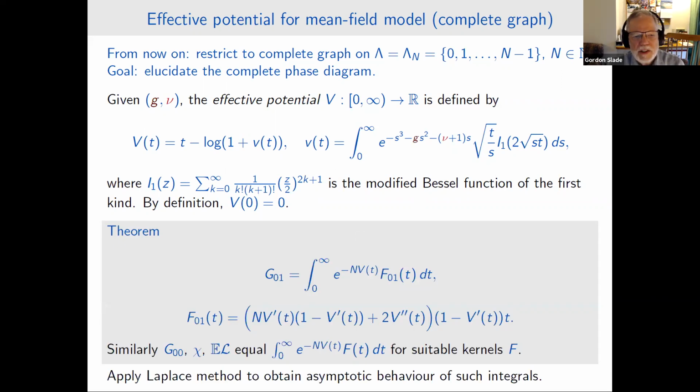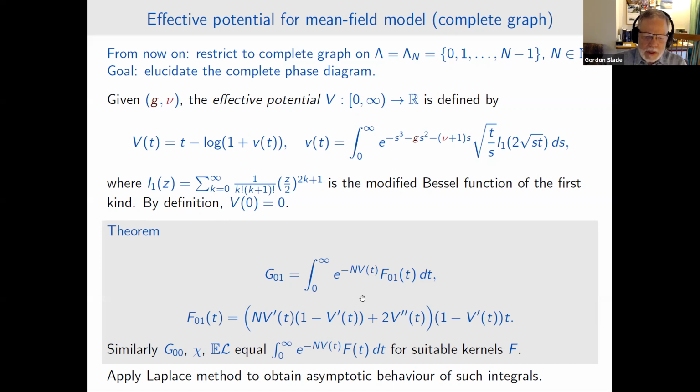And the reason that I mentioned this V is because all of the interesting quantities for the mean field model, the model on the complete graph, can be expressed as integrals involving V. So for example, for the 2-point function, now by symmetry on the complete graph, the 2-point function has only two values, G00 or G0 something else, which we might as well take to be 1. So G01 is given by a one-dimensional integral of e to the minus n V of t, n is the volume, which is going to go to infinity, times this kernel, f01, which is given by this form. It's not terribly important for the moment what it is. It is explicit, and it's an expression in terms of the effective potential. So everything here is very explicit.